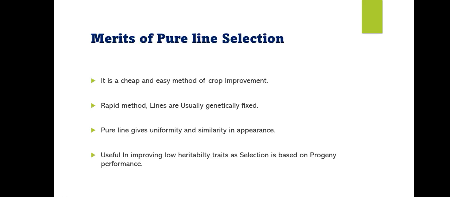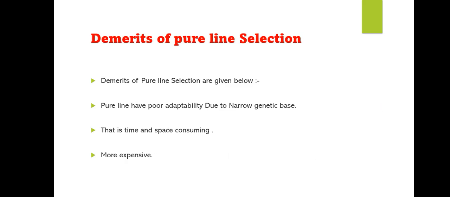Next, merits of pure line selection. It is a cheap and easy method of crop improvement. It is a rapid method. Lines are usually genetically fixed. Pure line gives uniformity and similarity in appearance, and is useful in improving low heritability traits as selection is based on progeny performance.